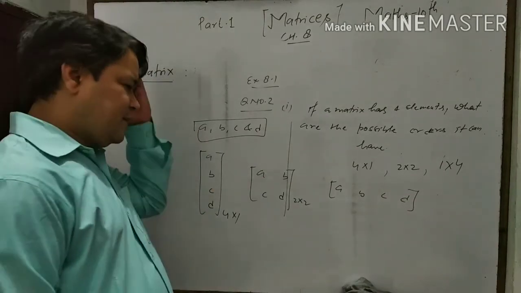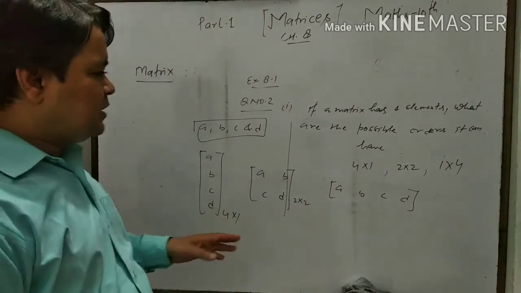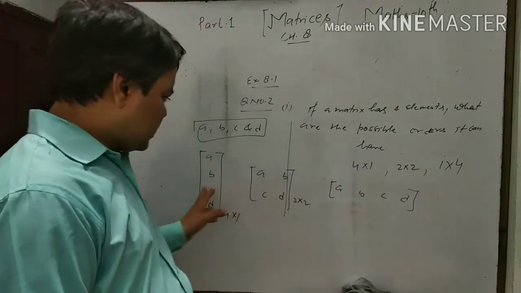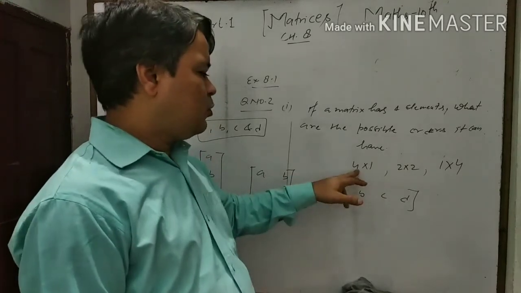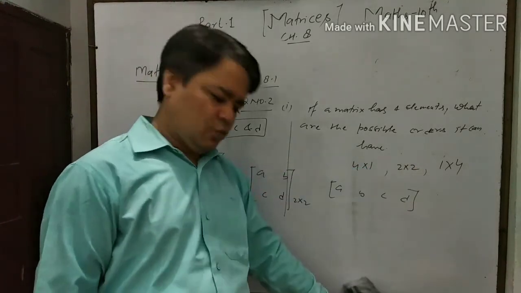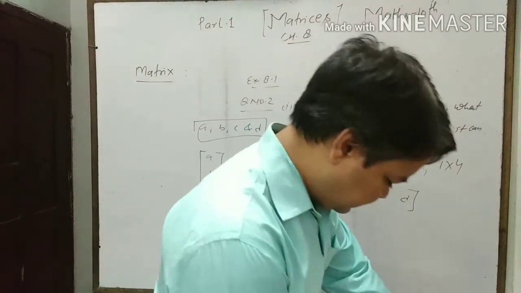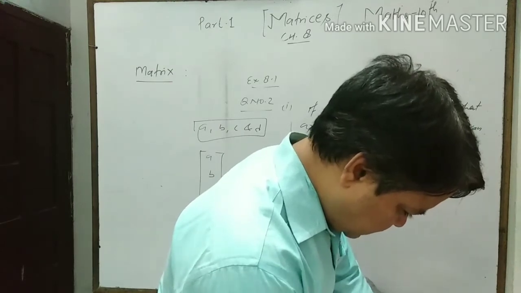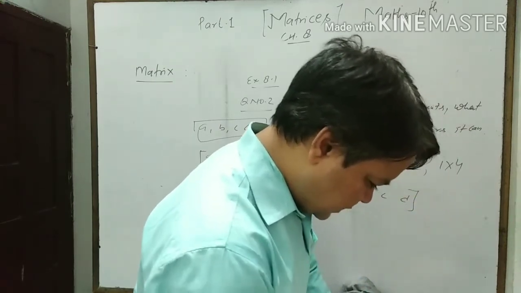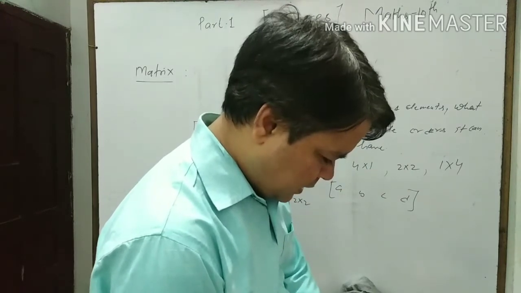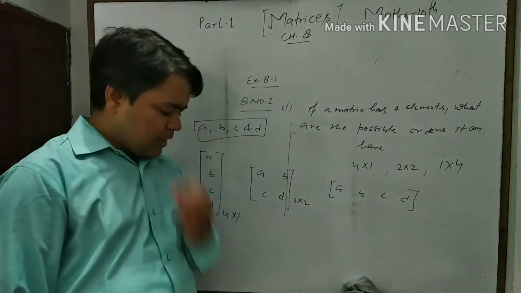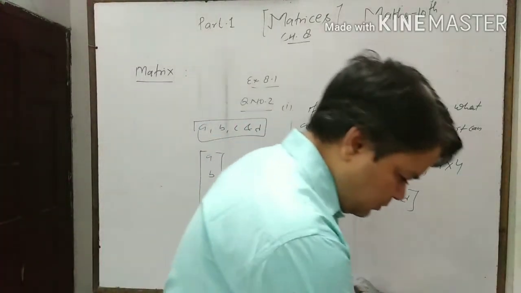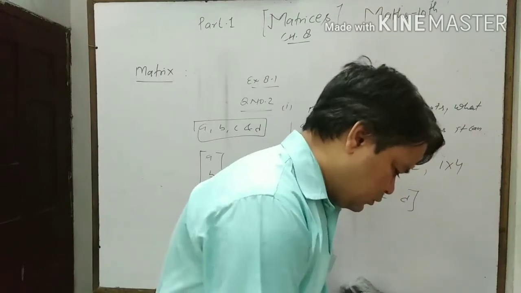If we have 4 elements A, B, C, D, then the possible orders will be 4 by 1, 2 by 2 and 1 by 4. No need to write this much. Your answer will be only 4 by 1, 2 by 2 and 1 by 4. Let us see what answer is given. Exercise 8.1, second, first. Okay, correct: 1 by 4, 4 by 1, in this way. Question number second you can solve here also.